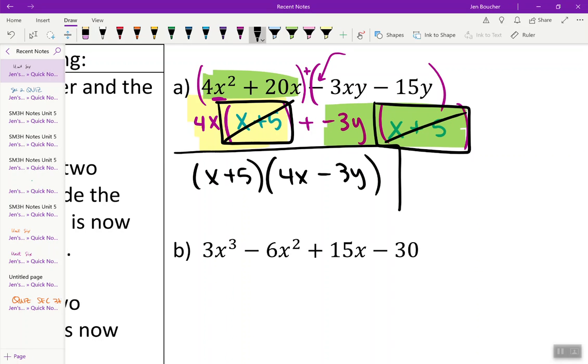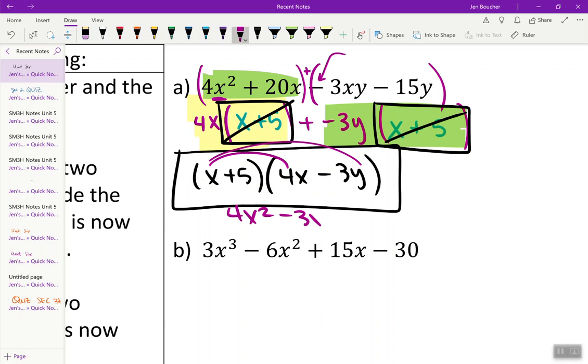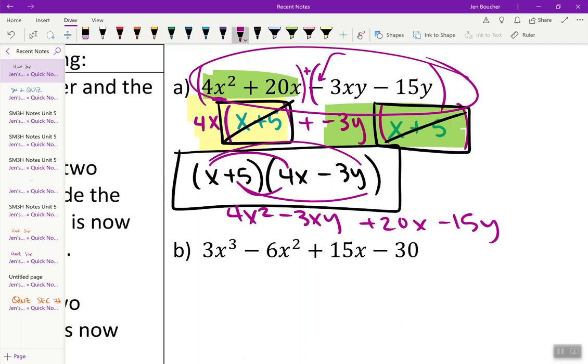This is factored. Our goal for factoring is to take something that has 4 terms and break it up into a multiplication. Because if I were to undo this, what would we do? You don't have to write this part down. But if I were to undo it, we would say it's the opposite of the multiplication, right? Minus 3xy plus 20x minus 15y. Is that the same thing as our original problem? Maybe in a different order, but is it the same thing? Yes. Our goal is to go backwards.